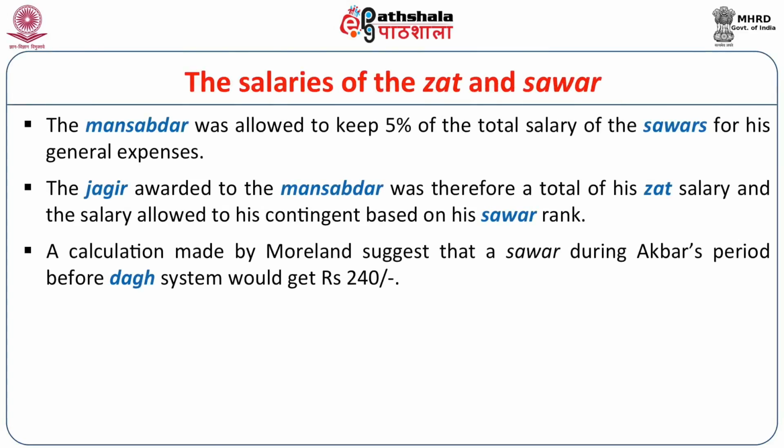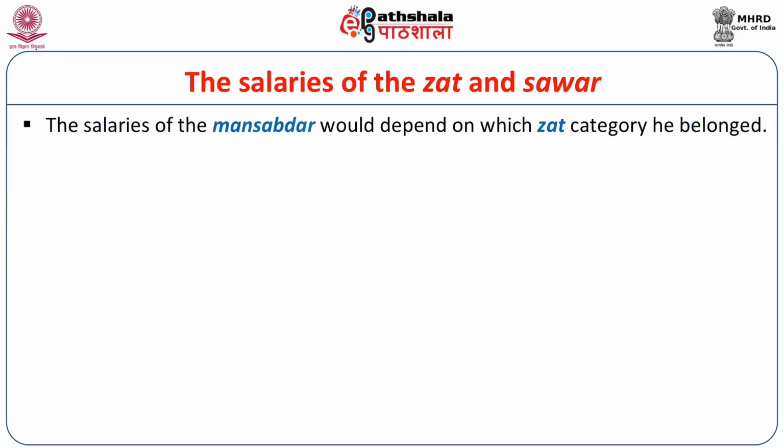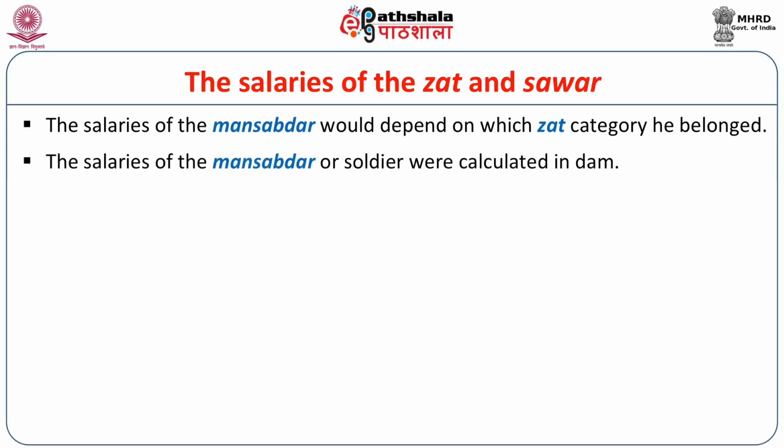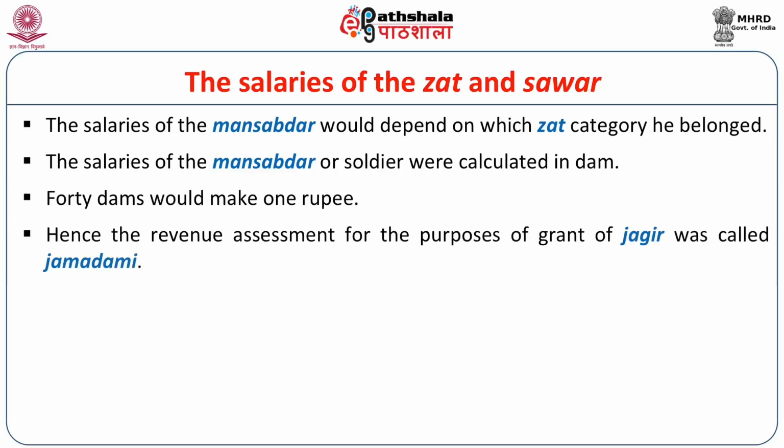A calculation made by Morland suggests that a Sawar during Akbar's period before Dak system would get roughly about 240 rupee. The salaries of the Mansabdars would depend on which Zat category he belonged. The salaries of the Mansabdar or soldiers were calculated in dam. 40 dams would make 1 rupee at that point of time. Hence, the revenue assessment for the purpose of grant of Jagir was called Jama Dami.